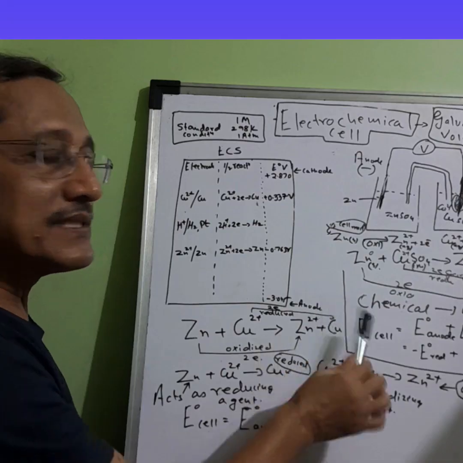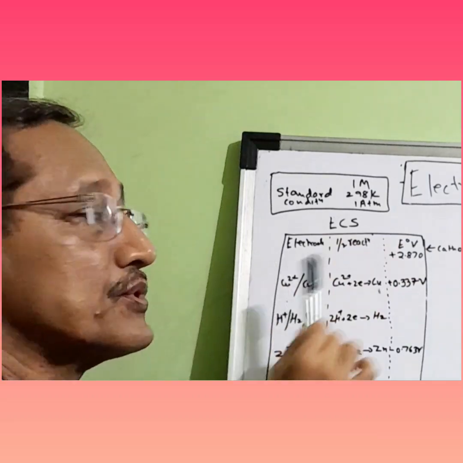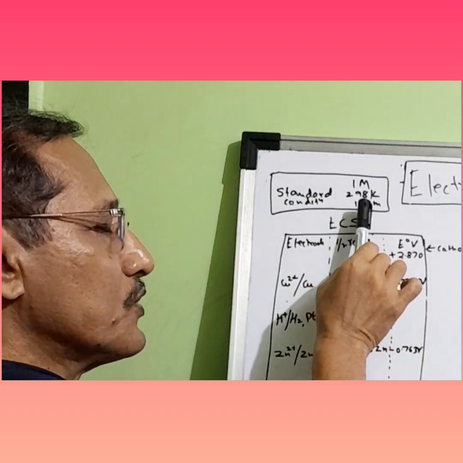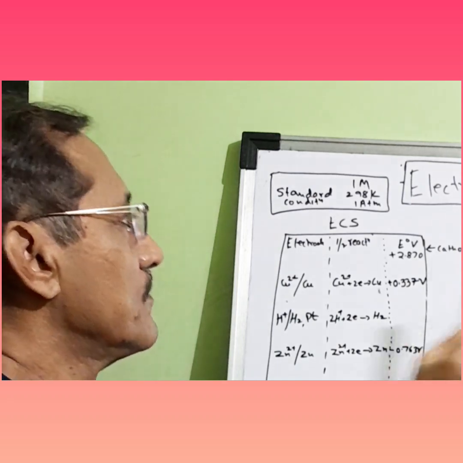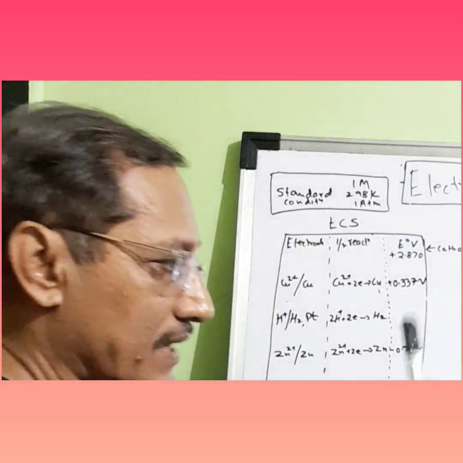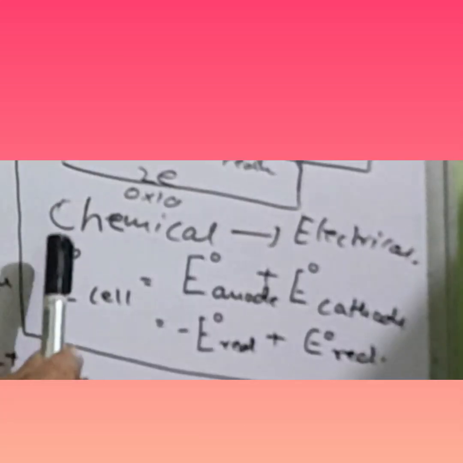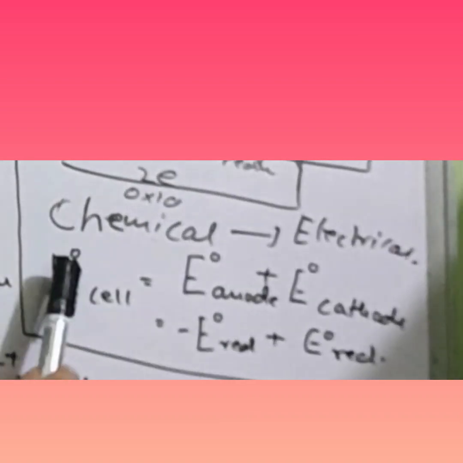Then we also talked about the cell, and about standard condition. Standard conditions are 1 molar concentration, 298 Kelvin and 1 atmosphere pressure. When such is the situation for a reaction, we call it standard condition. For standard condition, the cell potential is E0 cell, which is equal to E0 anode plus E0 cathode, and this symbol is for standard condition.